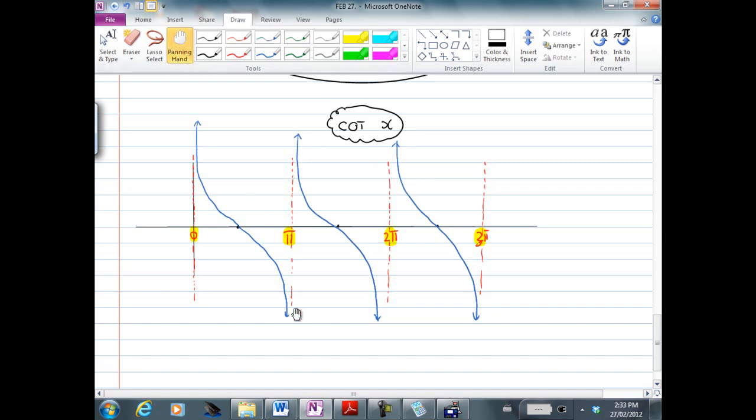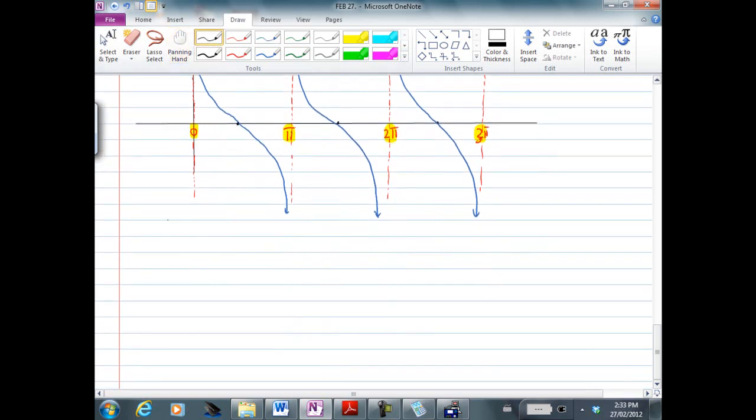What I expect you to remember from this is the same concept, period equals pi over b. Same formula as tan. Your original asymptote, you've got to remember, changed from tan. Now it's going to be at 0, pi, 2 pi, 3 pi, and so on. These are your original ones. New asymptote, same formula, OA over B.